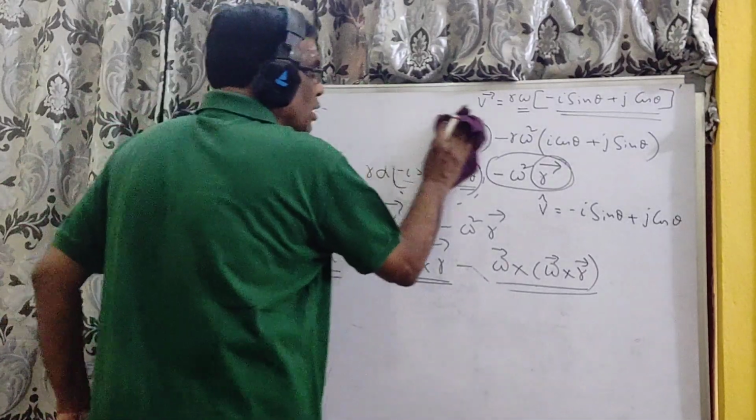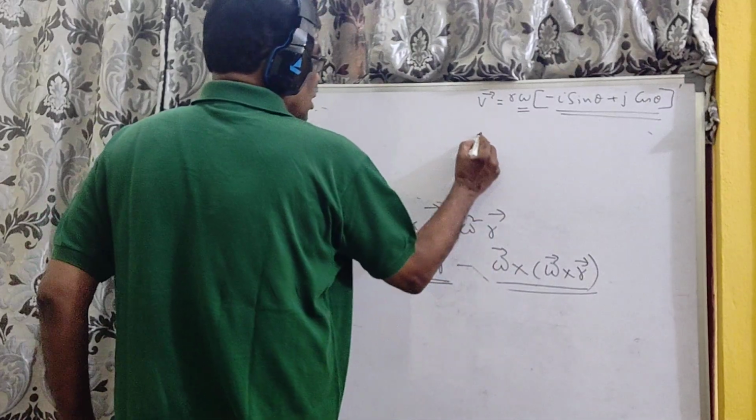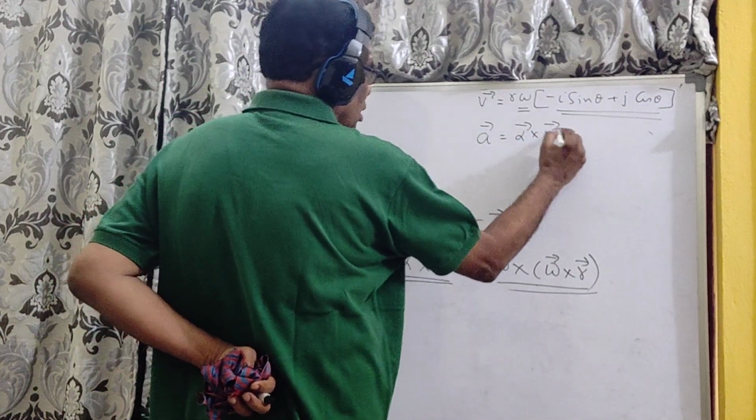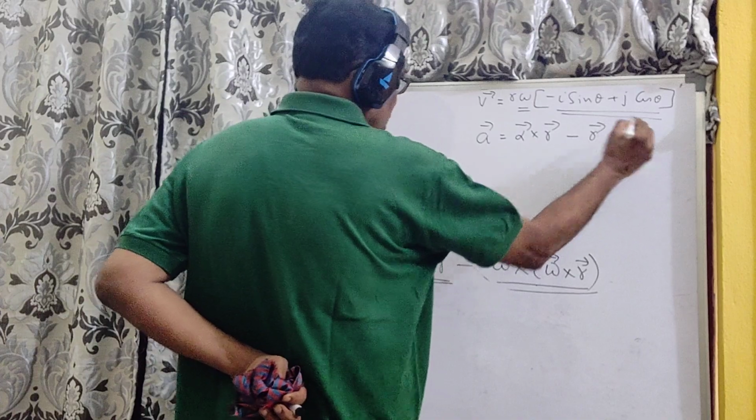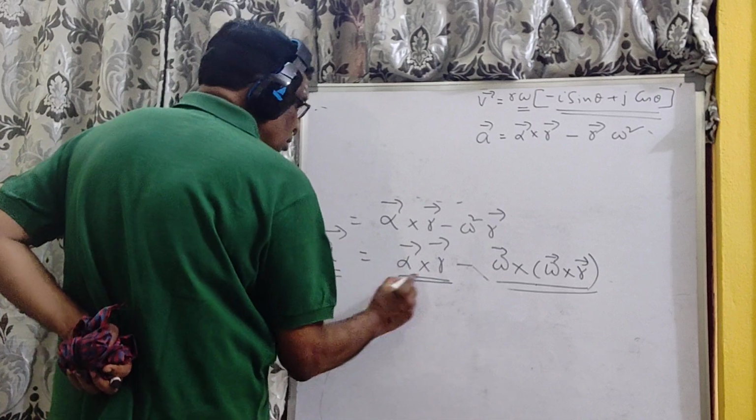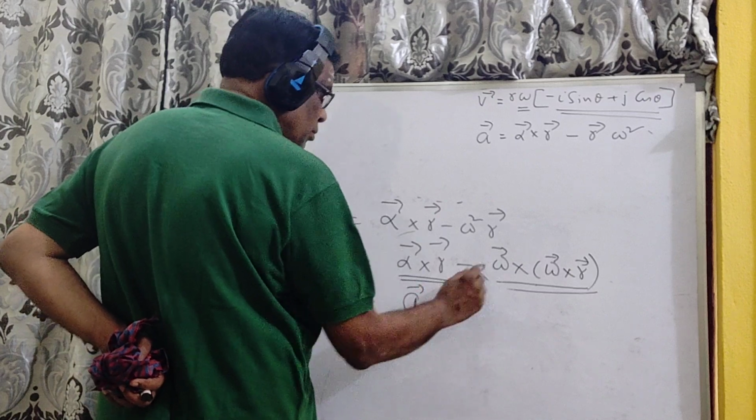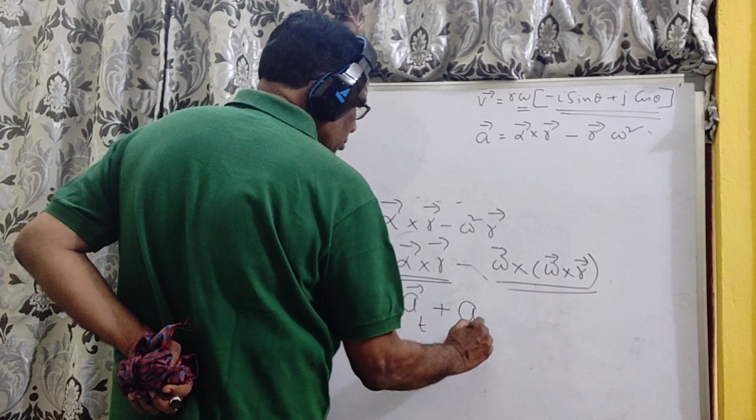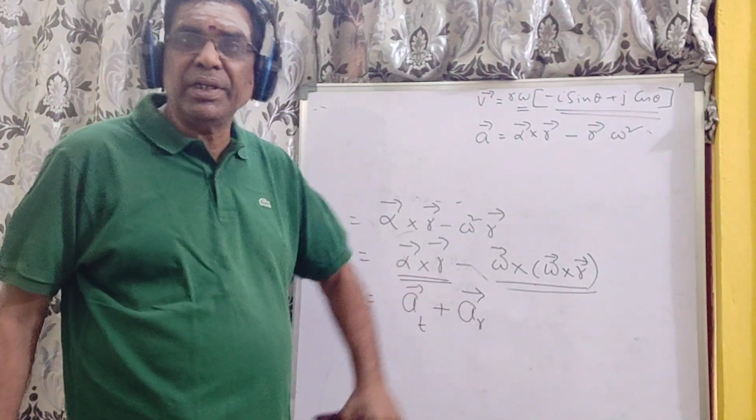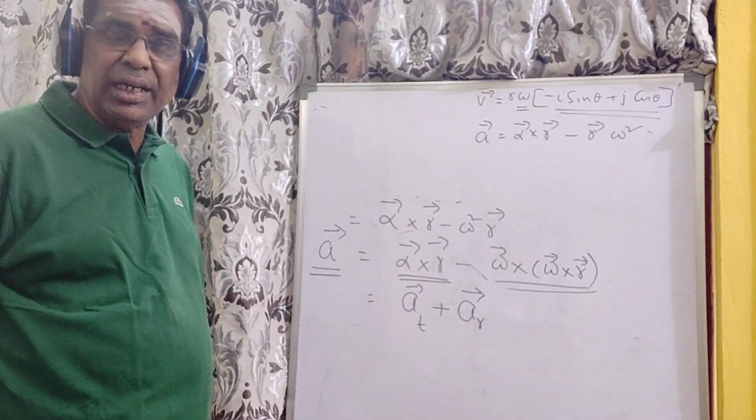First of all, now I erase all this. I'm no longer interested in this. I will write here A bar is equal to alpha bar cross R bar minus R bar omega square. I have written it over there. So the first term is called tangential component. The second term is called radial component. Both are perpendicular to each other. AT bar is perpendicular to A bar.